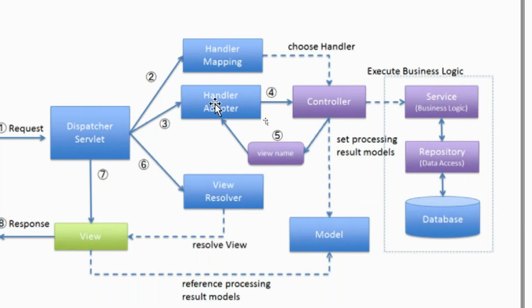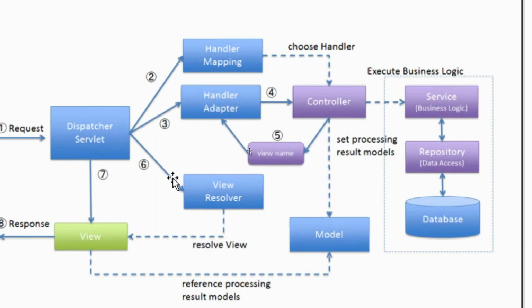This view name is given to the handler adapter. The handler adapter gives it to the dispatcher servlet. I told you, whatever name the controller gives is taken by default as the view name. It is not taken as a message, it is taken as a view name. Whatever message the controller gives is taken as a view name. That view name is taken by the handler adapter and given to the dispatcher servlet.